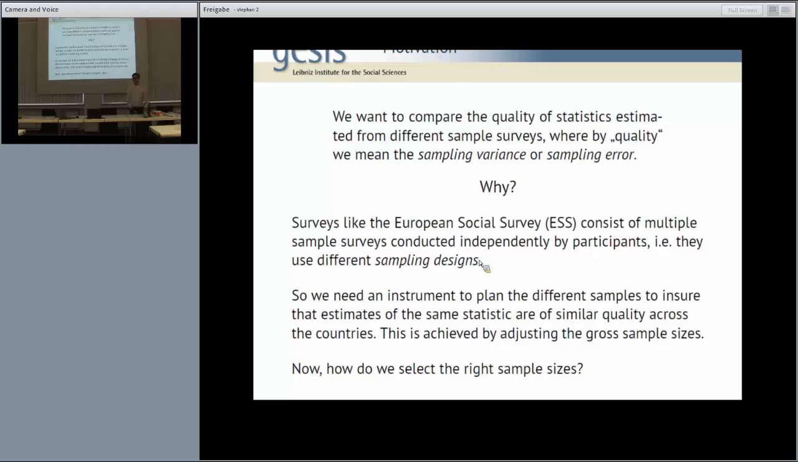Okay, so how do we do that? As you all know, the sampling variance is related to the sample size. So this is the tool: we try to set the gross sample size, then multiply it by the estimated or assumed response rate, and we have the net sample size, and from there on we can try to set it in a way that the final variance of the estimator is comparable across the countries. So therefore we need a variance estimation, and this is at the core of this tool.